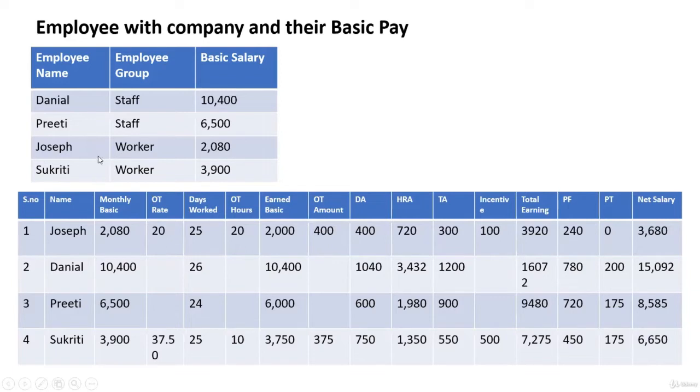So we have kept their basic salary over here. Like Daniel is hired as a staff for 10,400 salary per month. Similarly, Preeti is hired for 6,500, Joseph as a worker for 2,080 rupees, Sukriti for 3,900 rupees. So we take their basic salary as the monthly salary in this way.